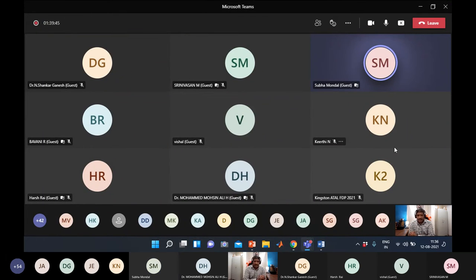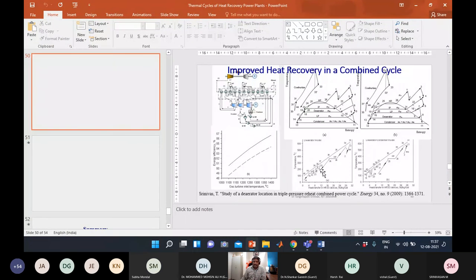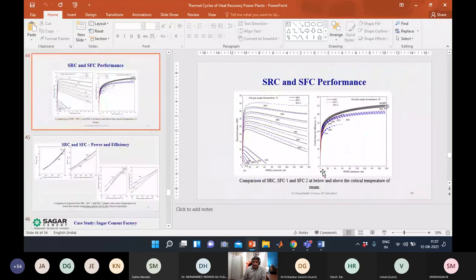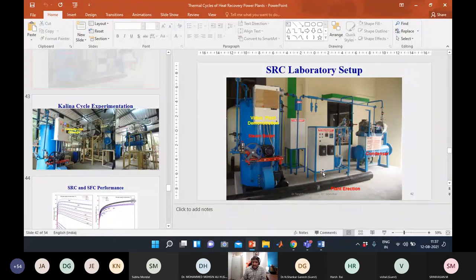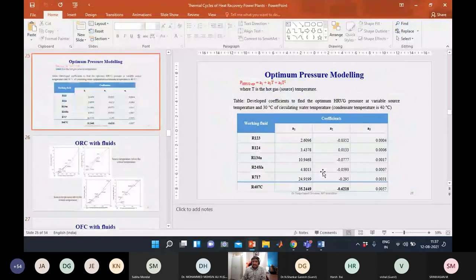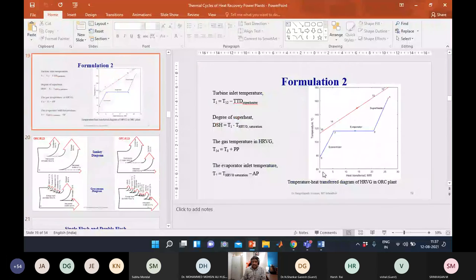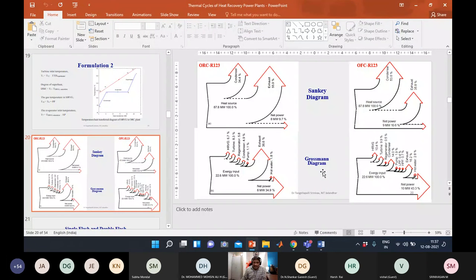Okay. The Hanke diagram is used for the energy balance. The Grossmann diagram is used for the exergy balance. The diagram is the same, but the evaluation analysis is different. The energy analysis drawing is called the Hanke diagram. The exergy analysis diagram is called the Grossmann diagram.